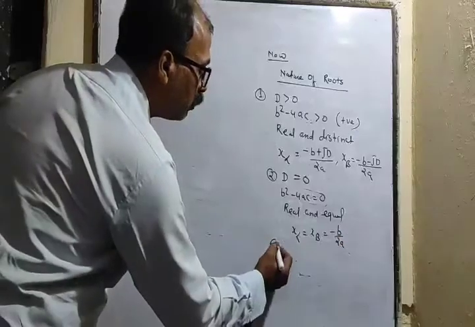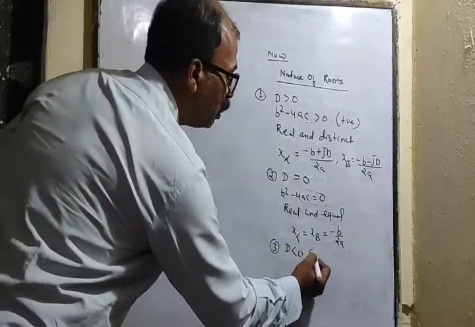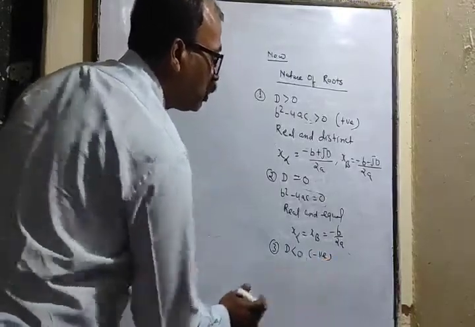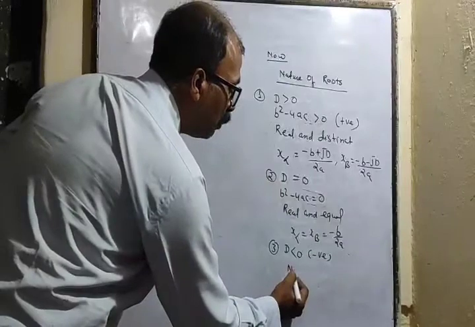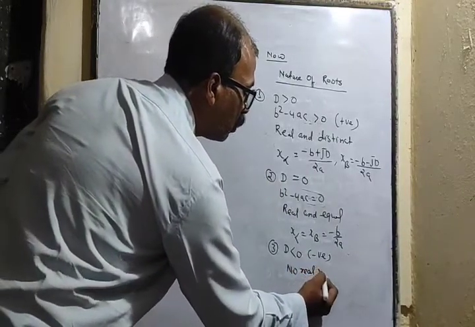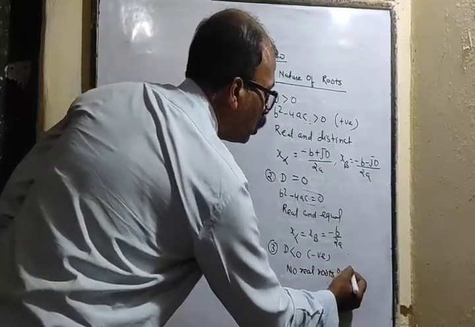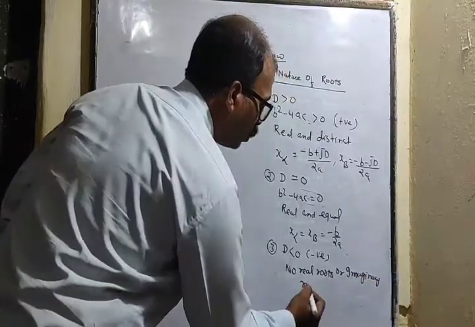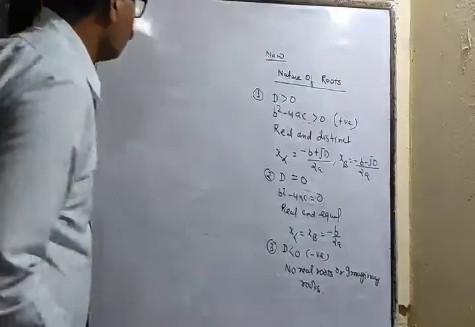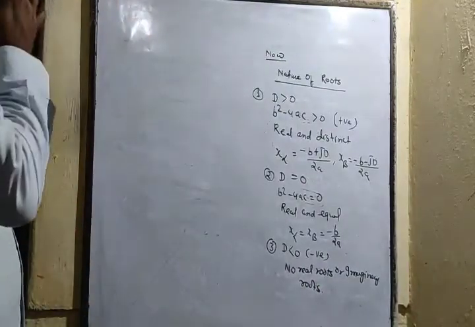And third, if D is less than 0, meaning it is negative, since the square root of a negative value is not possible, it is imaginary. So there will be no real roots, or imaginary roots. Now we are going to learn which type of question will come and how to solve it.